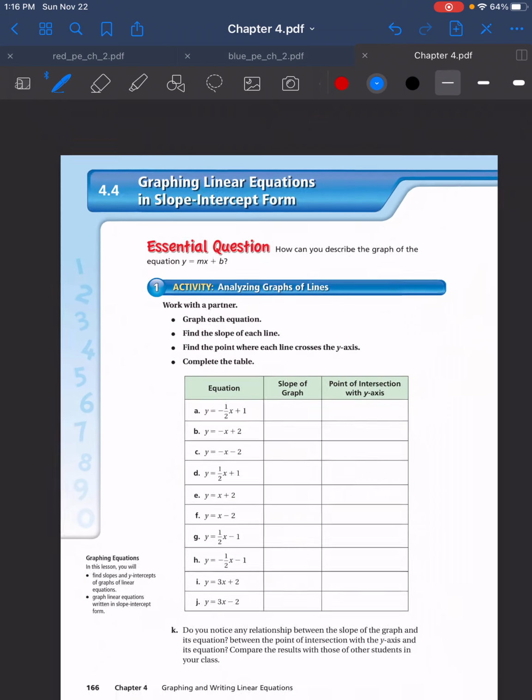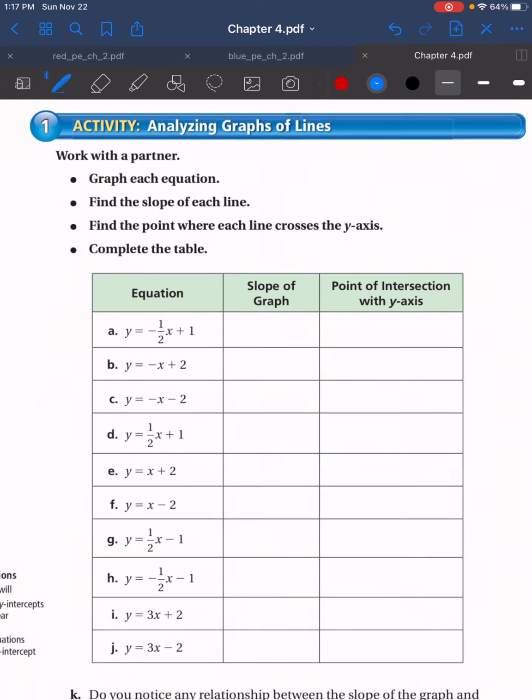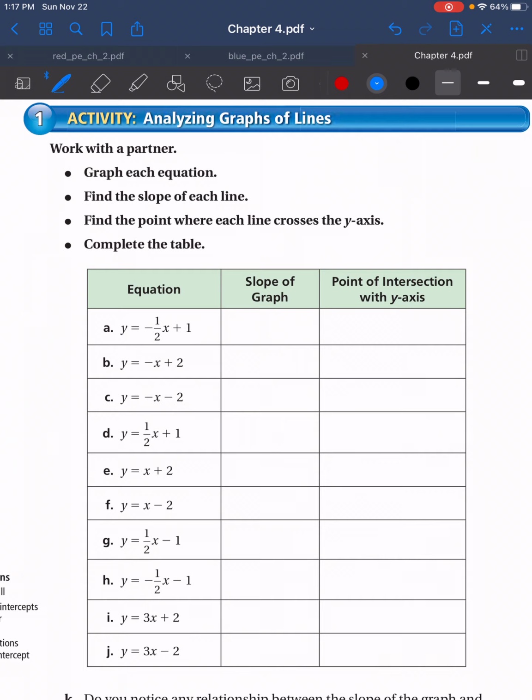Alright, so the first thing I need you to do is open your book. I want you to go to page 166. And you don't need to copy down this table as long as you're following along with me. If there is one that I want you to write down because it's kind of different, then I will put a little star next to it, okay? Okay, so the first thing we're going to do is fill out this graph. It wants us to tell us what the slope is in this category, and what the y-axis intercept is.